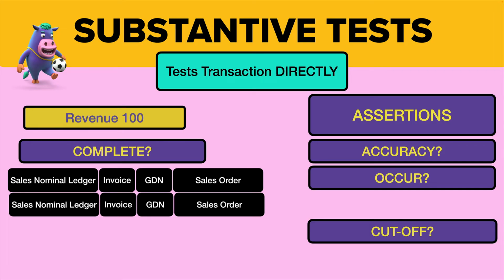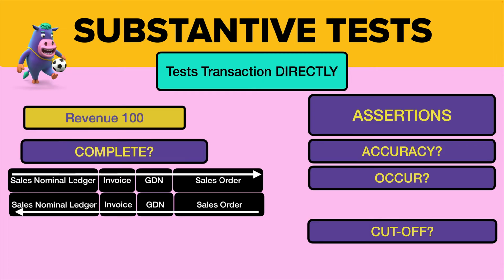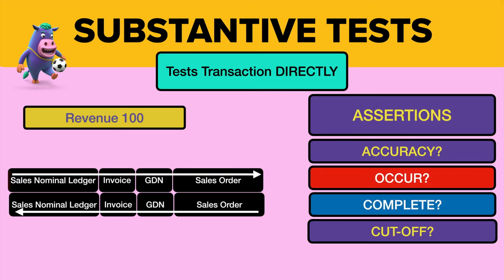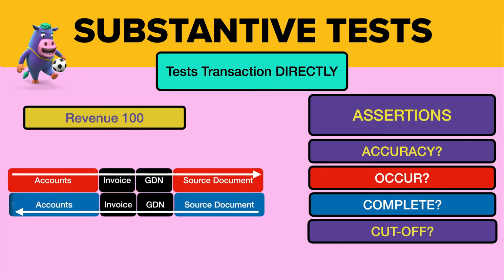Okay, so can you see they go in opposite directions? Occurrence, you go that way. Completeness, you go that way. So did it occur? You go from the accounts all the way to the source document. And for completeness, you go from the source document all the way to the accounts, okay? And that will become more natural to you the more questions we try, which we'll do later in the course.